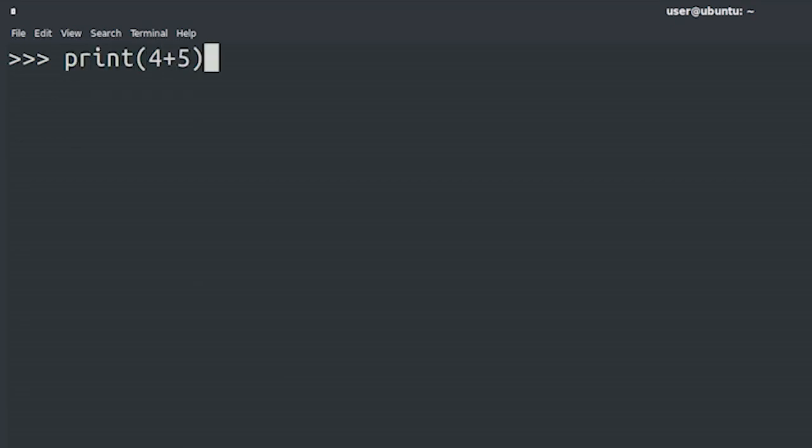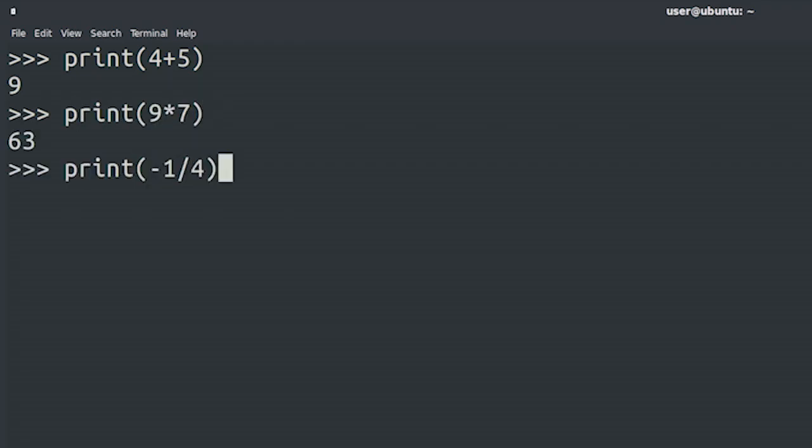So, 4 plus 5 is 9. 9 times 7 is 63. Minus 1 divided by 4 is minus 0.25. Easy. Repeating or periodic numbers are printed in a longer format.